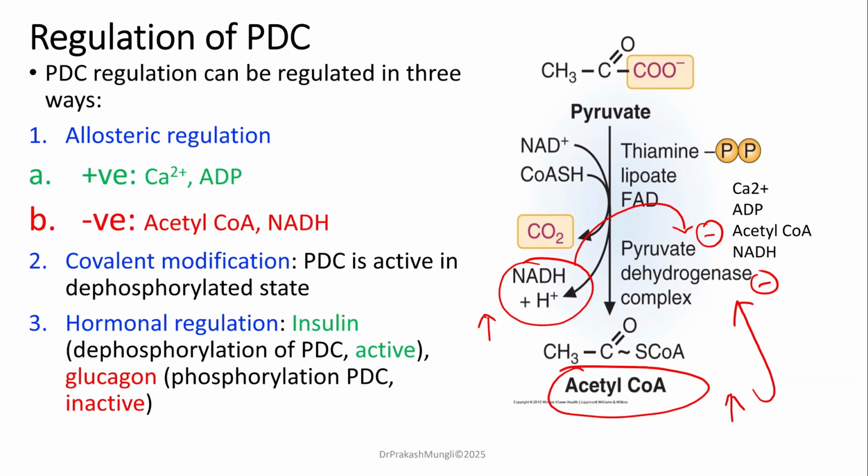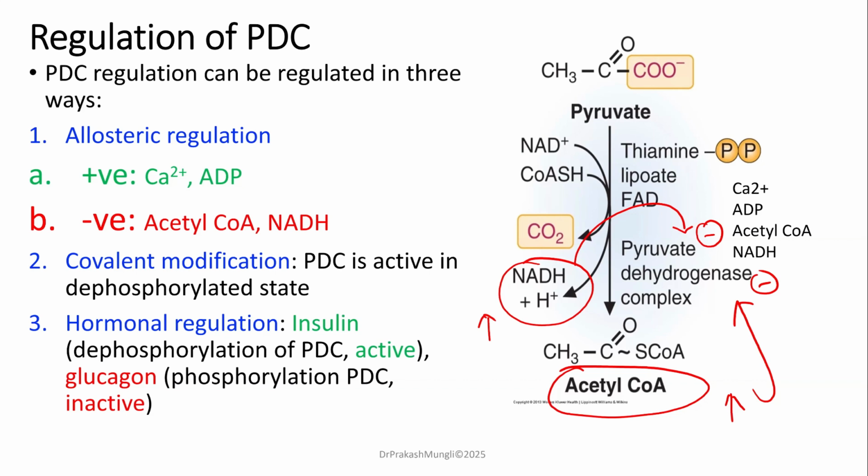So pyruvate starts to build up. When the pyruvate starts to build up, what happens to the pyruvate which is not undergoing oxidation in the mitochondrial matrix? It will go back into the cytoplasm and go into lactate. That's why, when there is accumulation of NADH or acetyl-CoA, you expect there can be an increase in lactate. That is what happens when you are doing rigorous exercise.